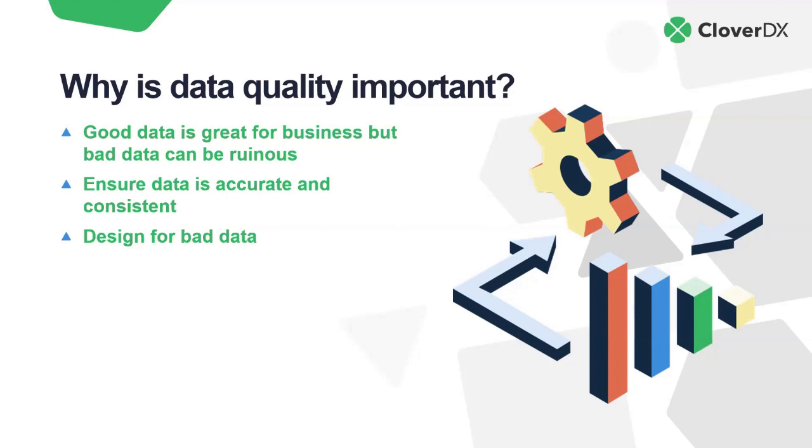We're going to want to make sure that data is accurate and consistent, and that the data pipelines that we do create in our data architecture are designed for bad data.